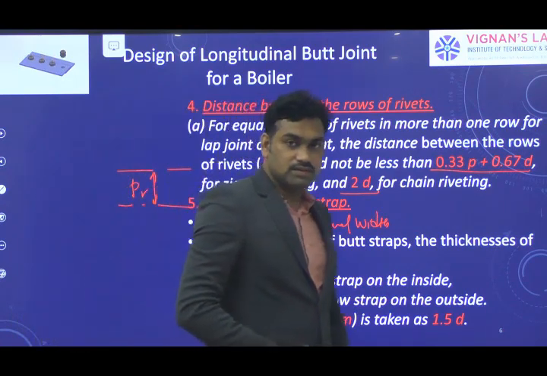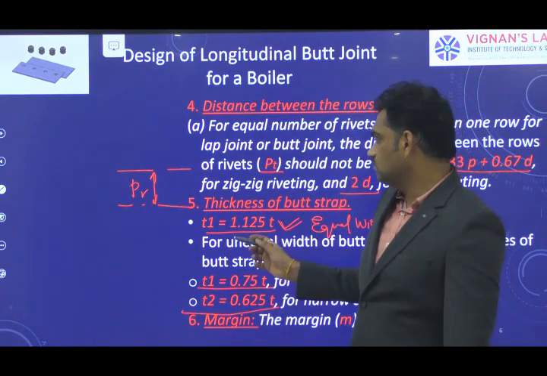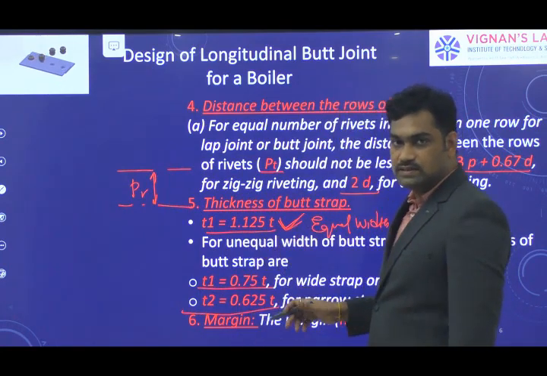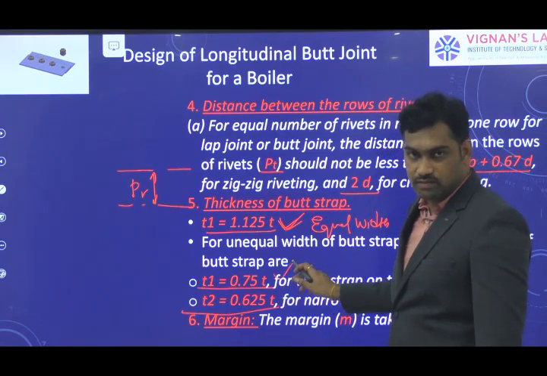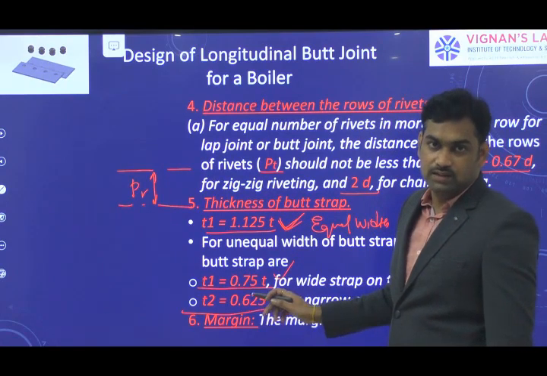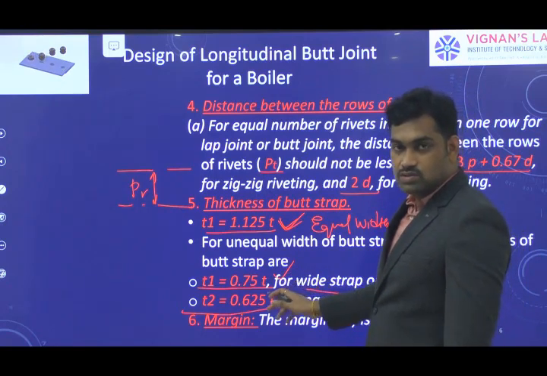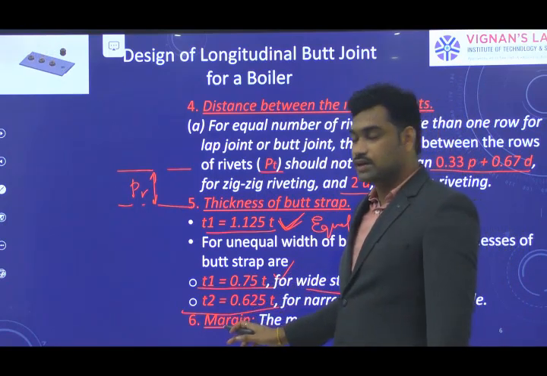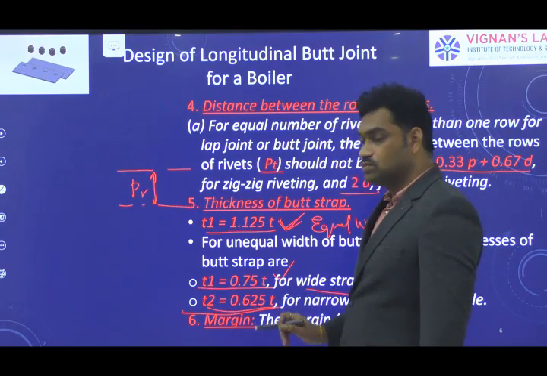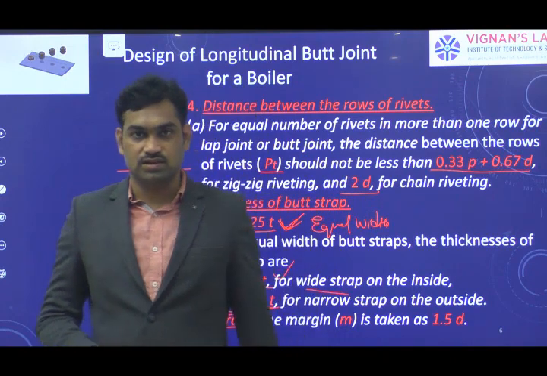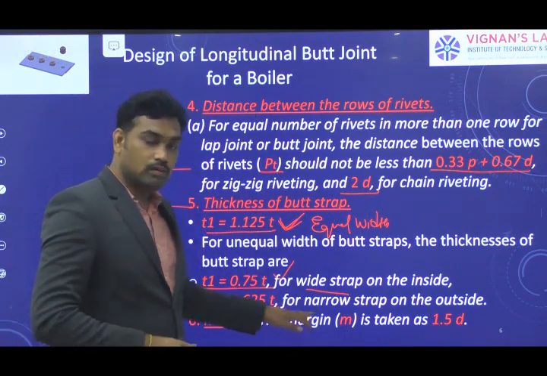Clear? So if it is a double strap with equal width, you can take 1.125 T. If it is a double strap with unequal width, T1 is taken as 0.75 T, which is used inside, that is the wide strap. And the other, T2, is the narrow strap used on the outside, 0.625 into T, where T is the thickness of the plate or boiler shell.